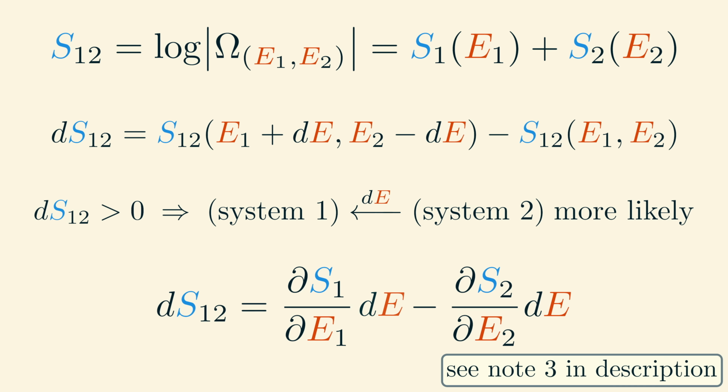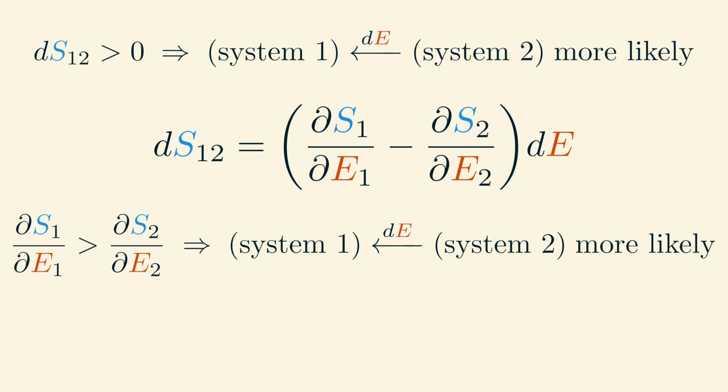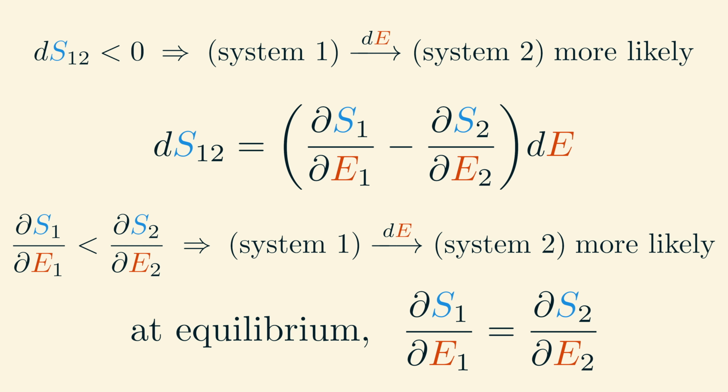Factoring out dE, like this, we find that energy is more likely to flow from System 2 to System 1 as long as the derivative of S1 with respect to E1 is greater than the derivative of S2 with respect to E2. Similar reasoning shows that energy is more likely to flow in the opposite direction if the opposite inequality holds. Remember, equilibrium is reached when energy is equally likely to flow from either system to the other. This means that these two derivatives must be equal at equilibrium. And here it is: this is the quantity which equalizes when systems are brought into contact, exactly what we were looking for.